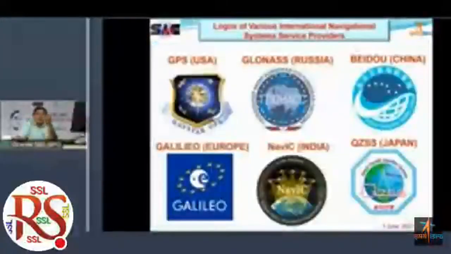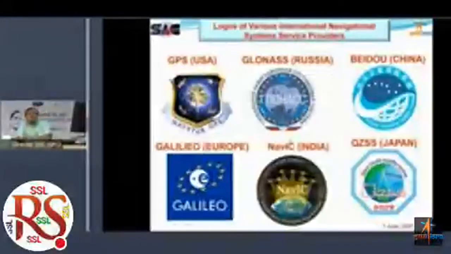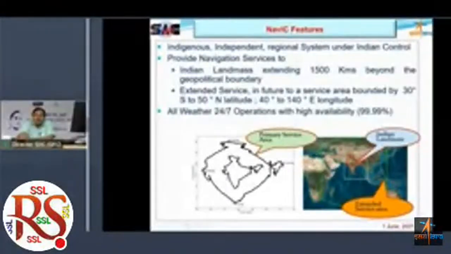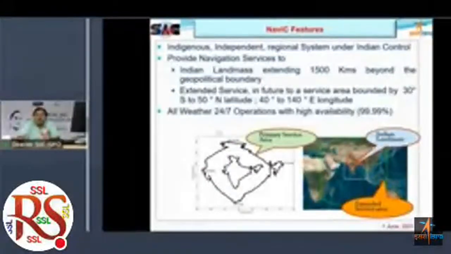These are the logos; our logo is also equally beautiful as the others. Service-wise, as I mentioned, it covers the whole Indian region as well as 1500 kilometers in and around India. That is the aim of this navigation service of our Navik. It will cover from 30 degrees south to 50 degrees north latitude and 40 degrees to 140 degrees east longitude. And it will give 24/7 service with 99.9% availability, because any navigation service, once you declare it operational, has to provide almost 100% service. You cannot say today my service won't be available, because then the user will be in trouble.